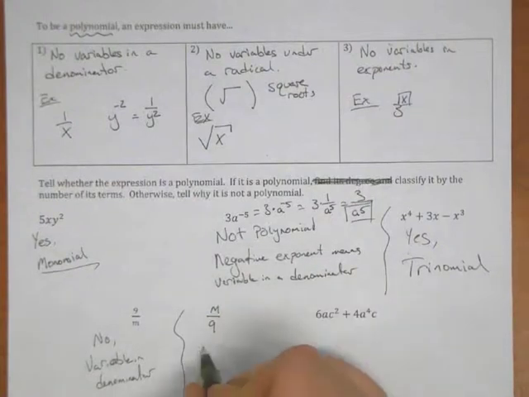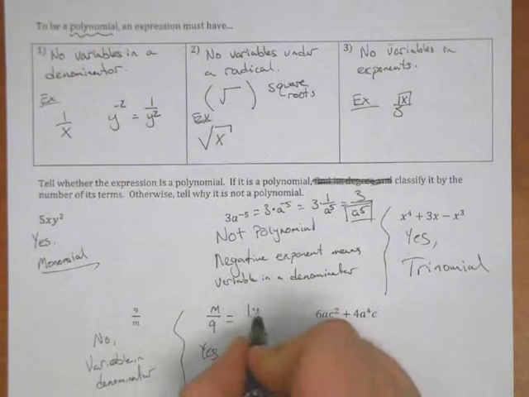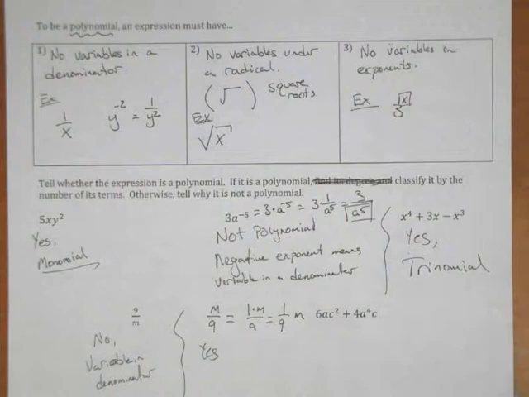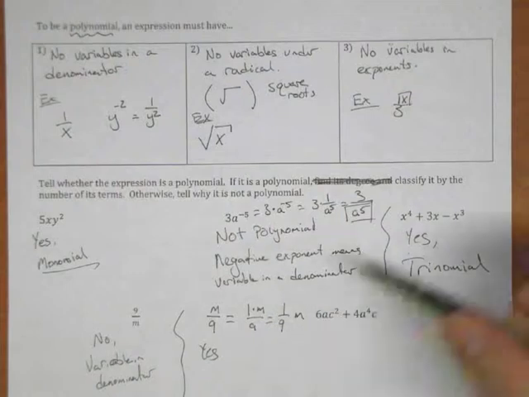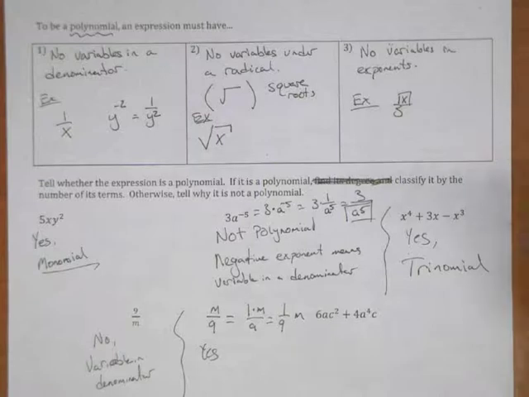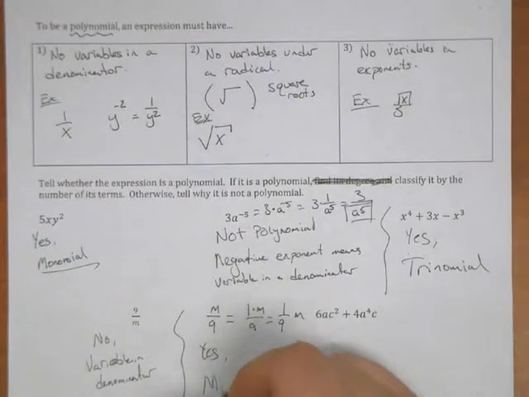This is a polynomial. The reason for this is m over 9 is the same as 1 times m over 9, which is 1 over 9, just a fraction times m. This is just some number times m. There's variables not in the denominator, variables not in a square root, variables not in an exponent. In fact, this is a monomial.